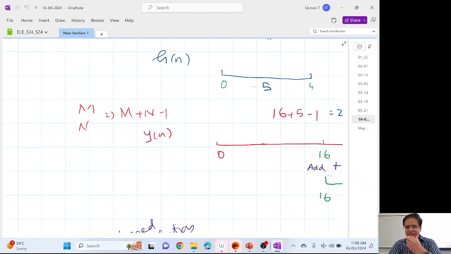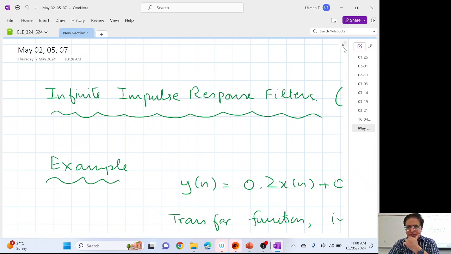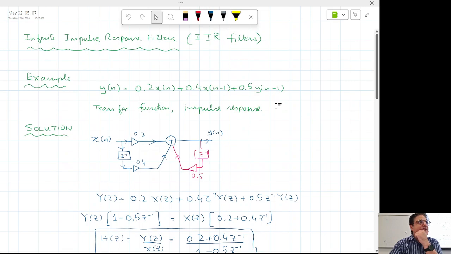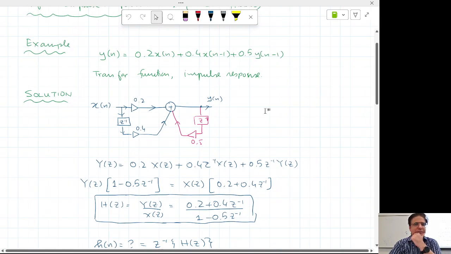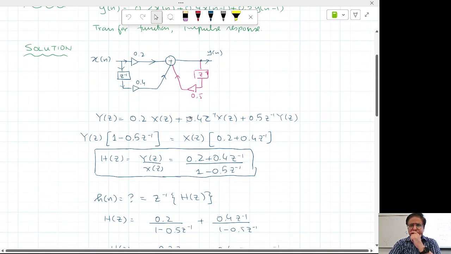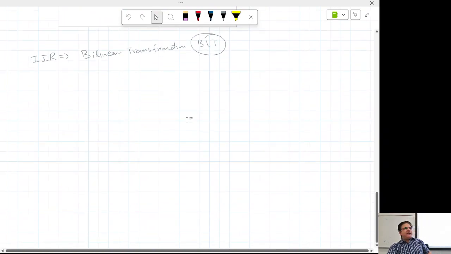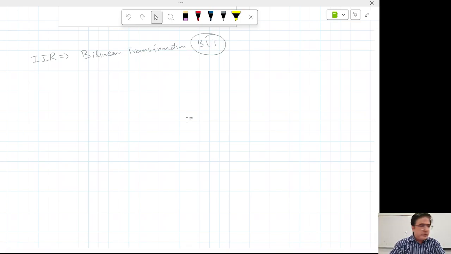In the last class, we saw what infinite impulse response filters are. So these are essentially filters that have an infinite impulse response, and the reason they have the infinite impulse response is primarily because of the feedback loop. All right. Now, what we're gonna do today, we're gonna see how we design these infinite impulse response filters, and more specifically, we'll see how we're gonna design them using the bilinear transformation design.